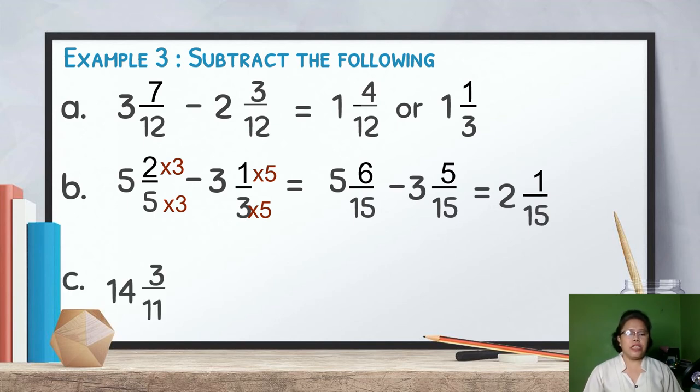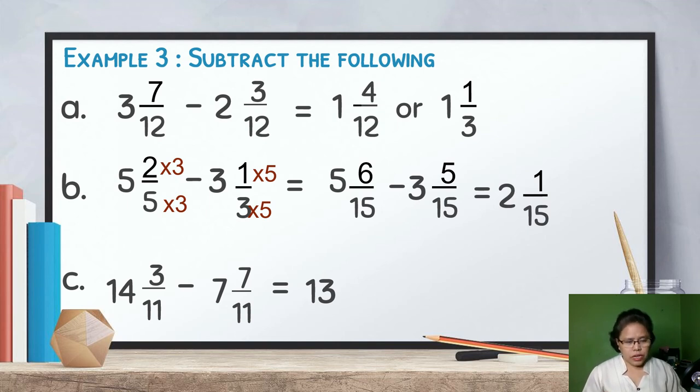Right? Letter C. We have 14 and 3/11 minus 7 and 7/11. Right? Now, sabi, we start with the whole number and then the fraction, di ba? So, check natin. 14 minus 7, supposed to be ang sagot is 7, di ba? Kaya lang, 3 minus 7, hindi po pwede. Dahil mas maliit ang 3 kaysa sa 7. Now, since may kasama naman siyang 14, manghihiram tayo na ngayon ng isa galing sa 14. So, yung 14 gagawin natin 13, right?